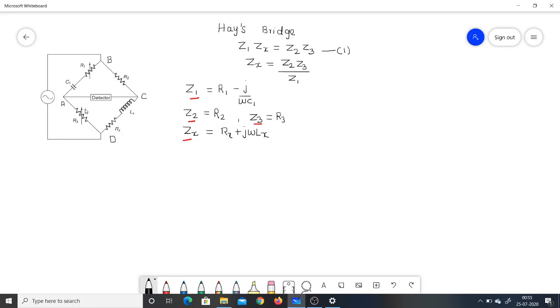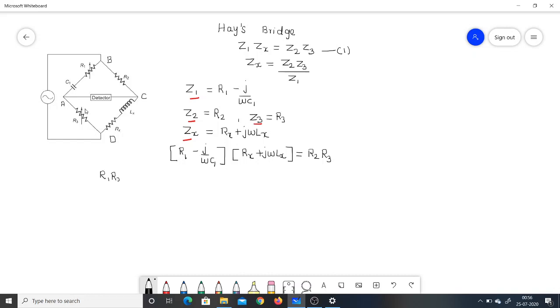So I'm going to get Z1, which is R1 minus j divided by omega C1, into Zx. Zx is Rx plus j omega Lx. This will be equal to Z2 into Z3, that is R2 into R3. Now I'll open up this bracket.